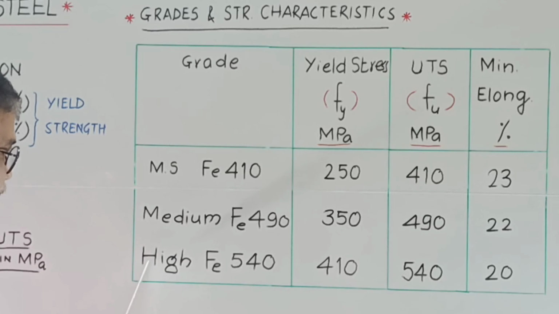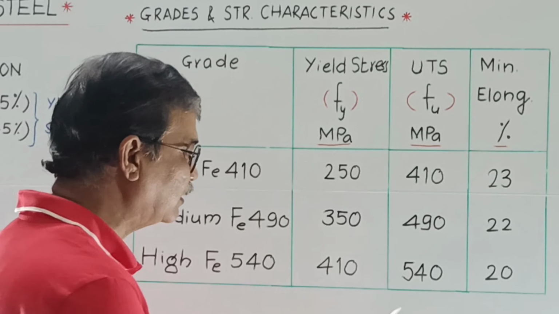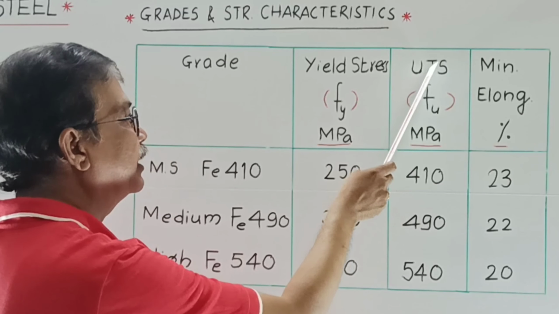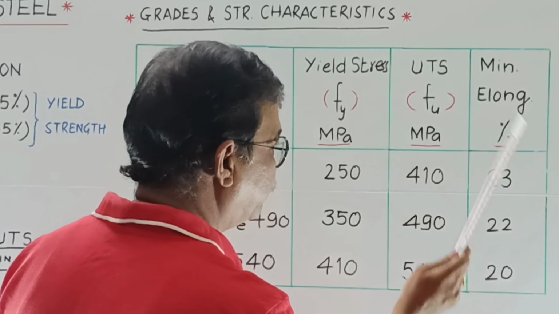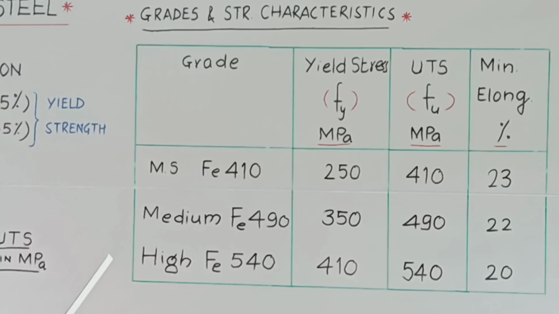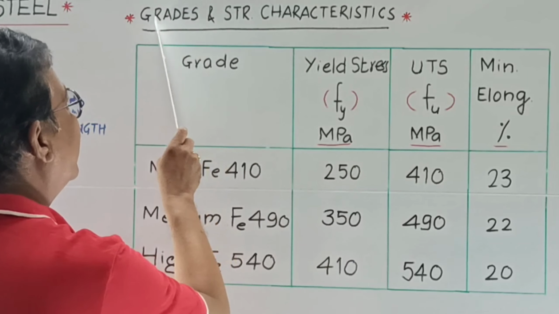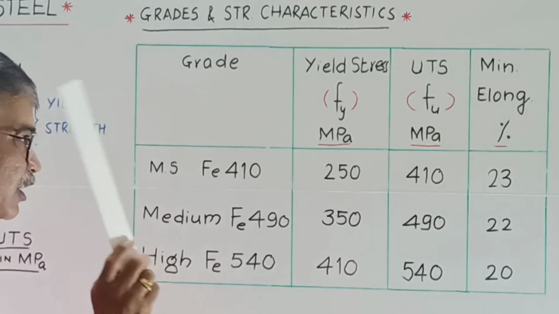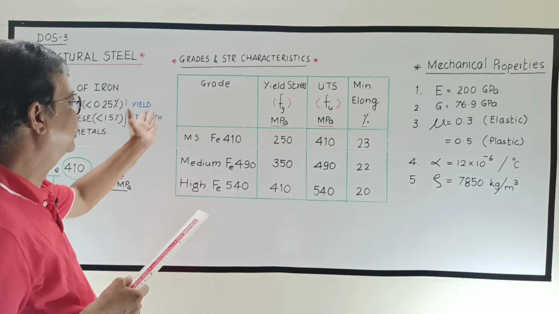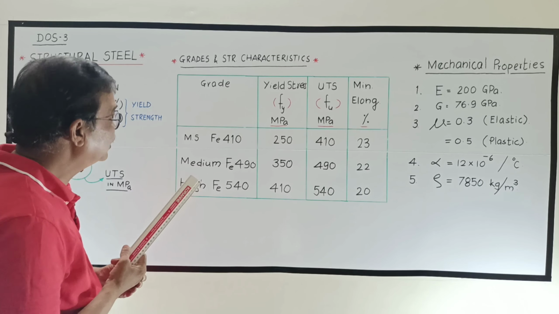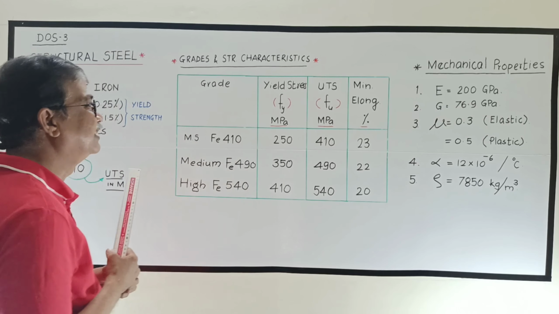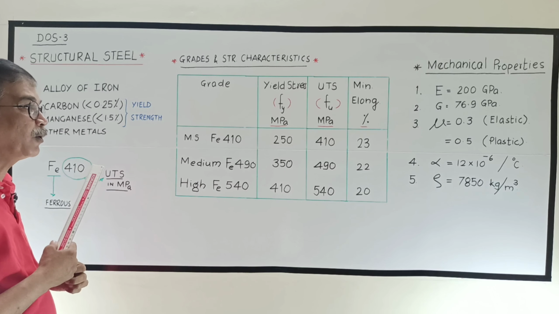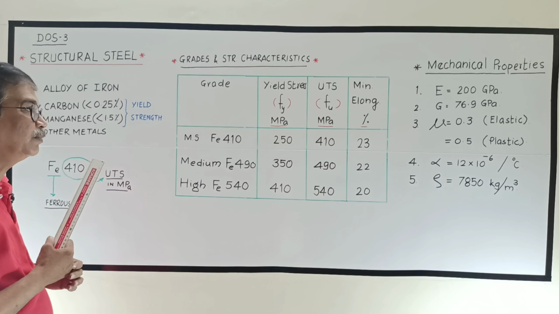Let us see the third grade, that is high grade steel, which is denoted by or designated as Fe540. 410 is its yield stress, 540 is its ultimate tensile stress, and its minimum percentage elongation is 20. So this table gives us the grades and strength characteristics of different steels. Do you understand? Very simple one. Now along with this, let us see some other mechanical properties of this structural steel.